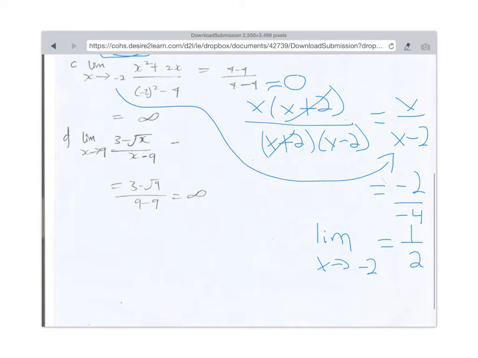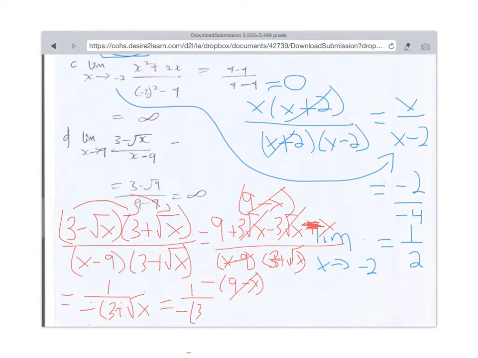Looking at D is the same thing. The problem with D is that you've got 3 minus root x in the numerator, and a lot of people have difficulty working with that function. If we have 3 minus root x, 3 plus 3, I'm running out of space here. And so the limit as x approaches 9 for this function is going to be negative 1 over 6.